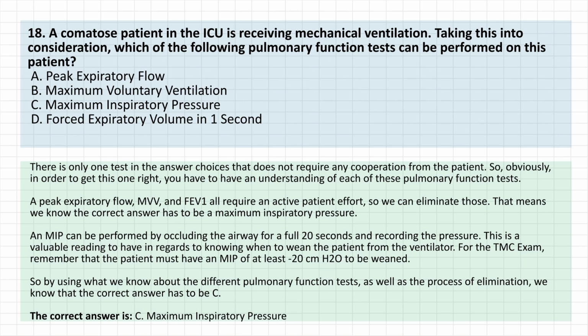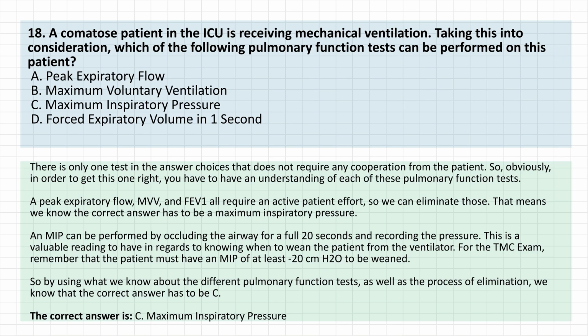A peak expiratory flow, MVV, and FEV1 all require an active patient effort, so we can eliminate those. That means we know the correct answer has to be maximum inspiratory pressure. An MIP can be performed by occluding the airway for a full 20 seconds and recording the pressure. This is a valuable reading to have in regards to knowing when to wean the patient from the ventilator. For the TMC exam, remember that the patient must have an MIP of at least a negative 20 centimeters of water pressure to be weaned.